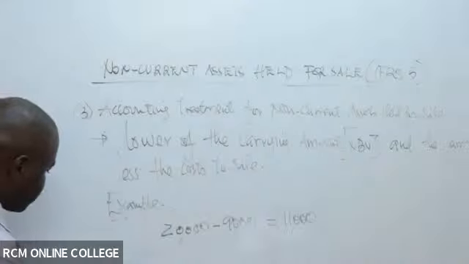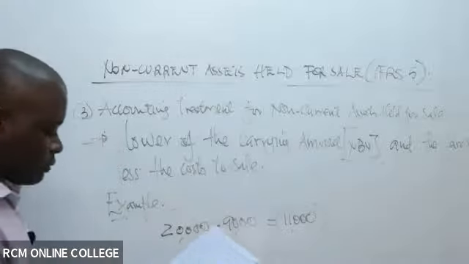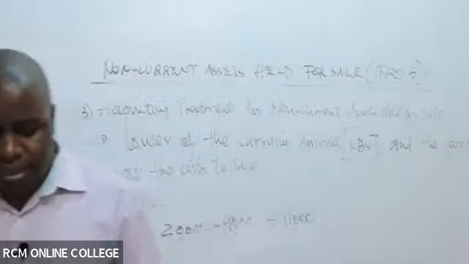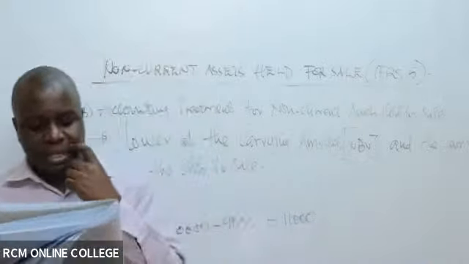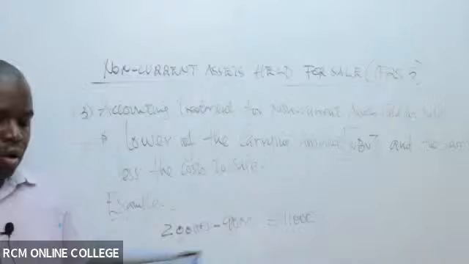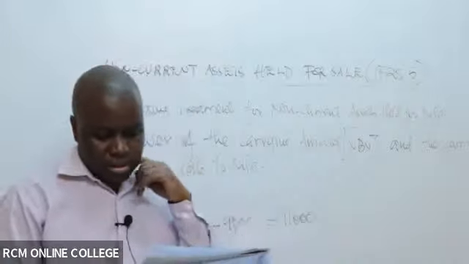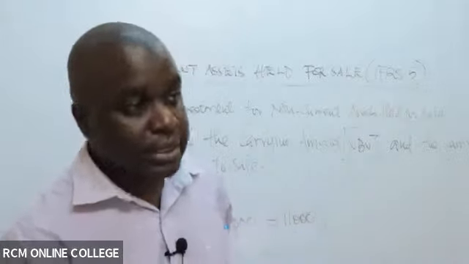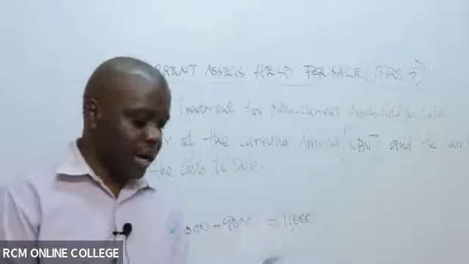Then another point, you can write another point. I don't know whether you are using bullets or paragraphs. Say the fair value of an asset is the estimated worth of the asset in the market.